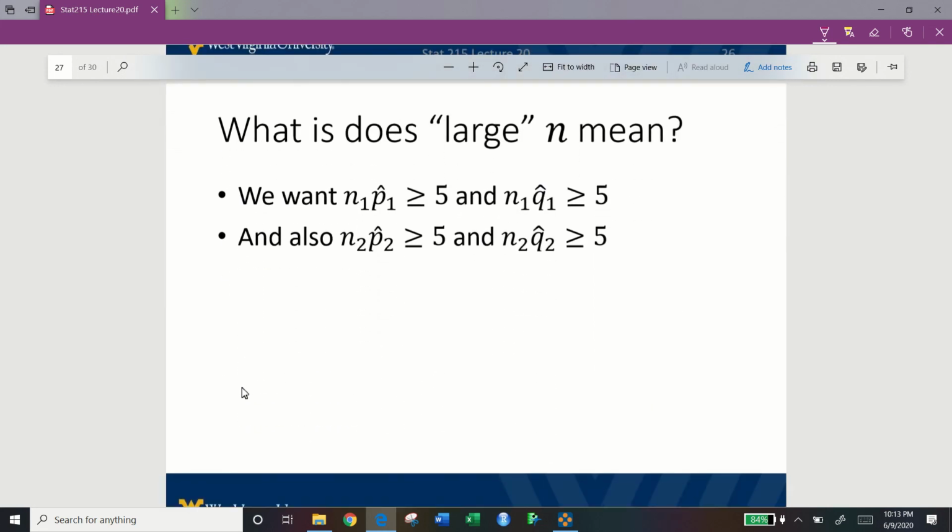And once again, what do we mean by n being large? It is once again an extension of what we did in Objective 2, where we found that n p hat and n q hat had to be greater than or equal to 5. That is still the case, only it must be true for each of our samples. So we want n1 p1 hat, n1 q1 hat, n2 p2 hat, and n2 q2 hat all to be greater than or equal to 5.